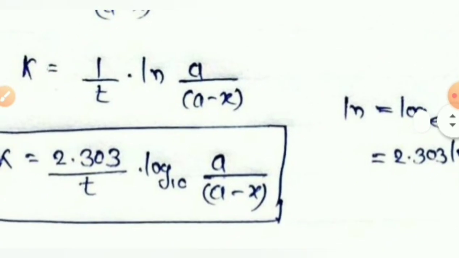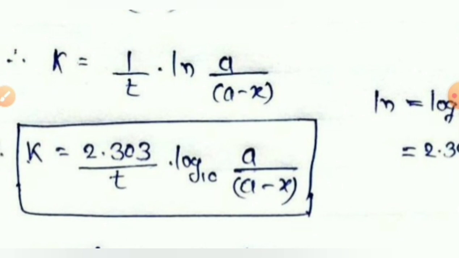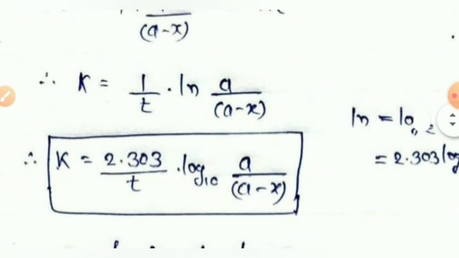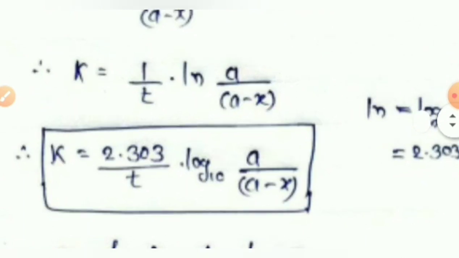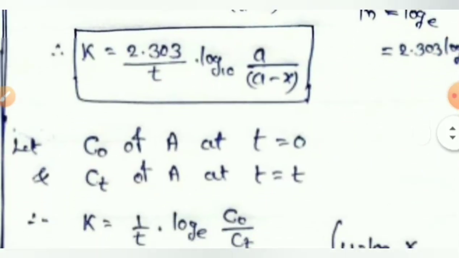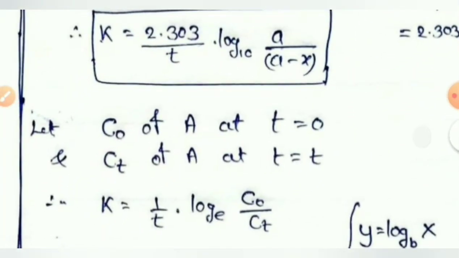Okay, so we'll get k equal to 2.303 upon t into log to the base 10 a upon a minus x. So this is the integrated rate equation for the first order reaction. Now suppose the concentration of A is C0 at time zero, and at time t the concentration of A is Ct.